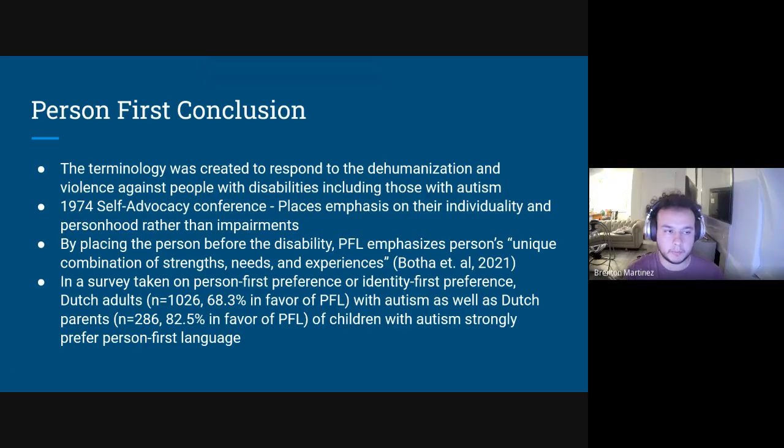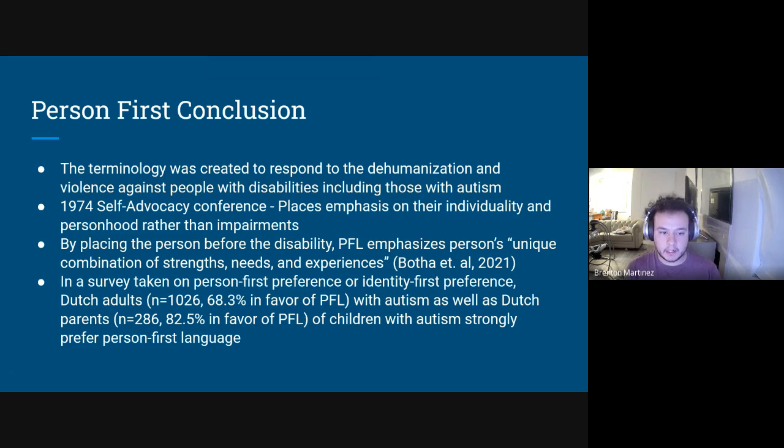Our key takeaway points for why we prefer person-first language is because the terminology was created to dehumanize and increase the violence against people with disability, including those with autism. The 1974 Self Advocacy Conference places emphasis on their individuality and personhood rather than their impairments. By placing the person before the disability, person-first language emphasizes the person's unique combination of strengths, needs, and experiences.